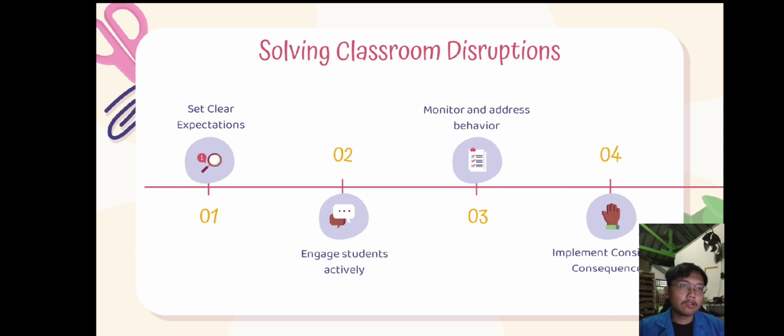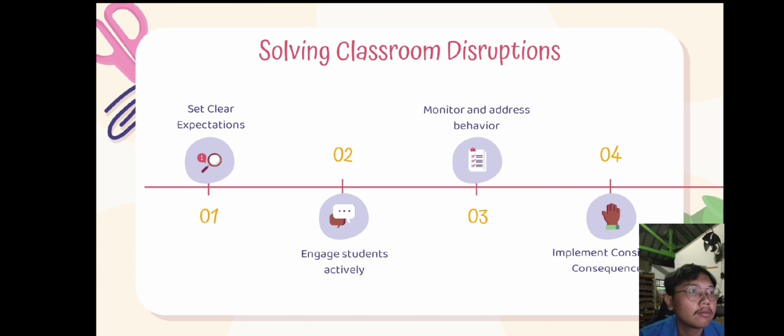Well, to answer how to solve this problem, the first one might be you have to set a clear expectation in the beginning. So before you start a class, you better explain the rules. Start by clearly explaining the rules and expectations for behavior during class discussions. Students need to understand what is acceptable and what is not.